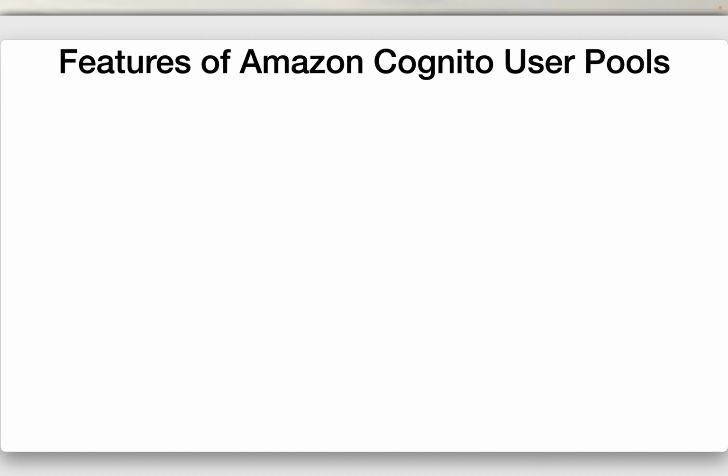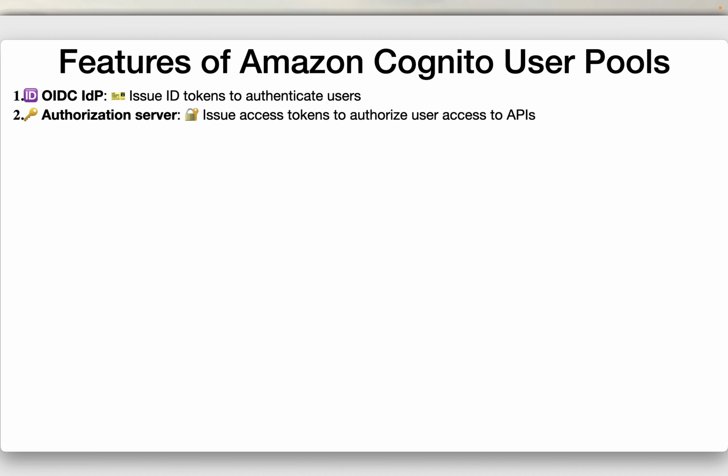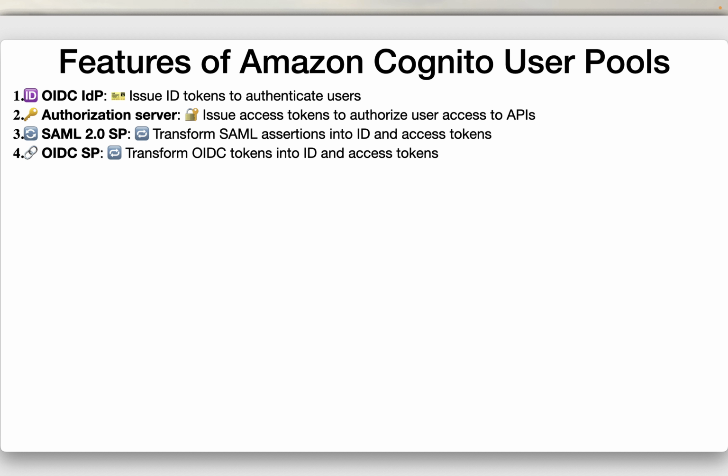Now let's see the features of Amazon Cognito user pools. So we are still talking about the first, user pools, which is basically your directory. So all the features one by one. First is OIDC IdP, which issues ID tokens to authenticate users. Then authorization server, which issues access tokens to authorize user access to APIs. SAML 2.0 service provider, which transforms SAML assertions into ID and access tokens. Then OpenID Connect service provider, which transforms OpenID Connect tokens into ID and access tokens.